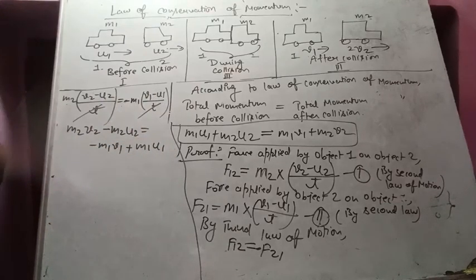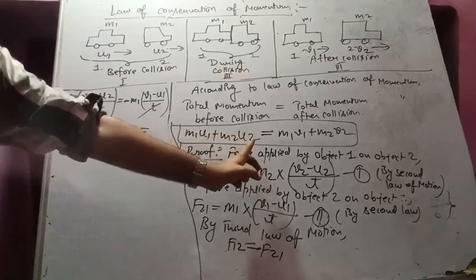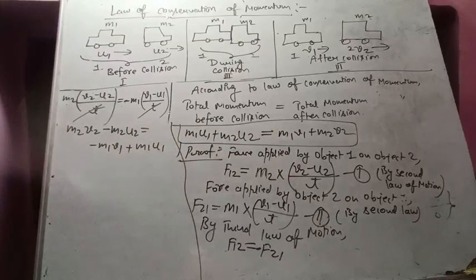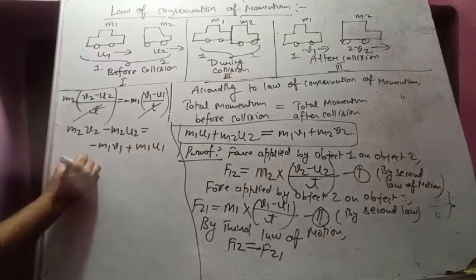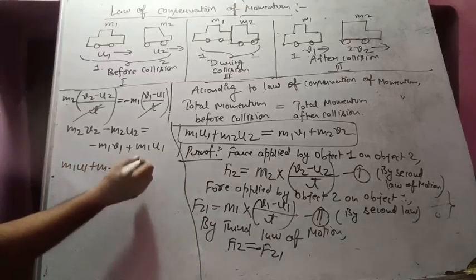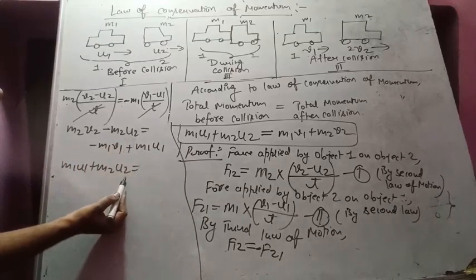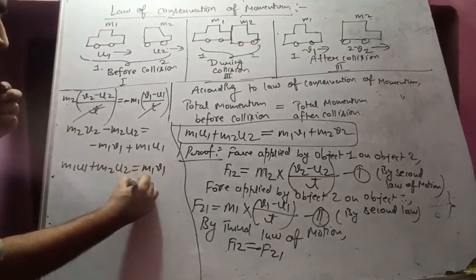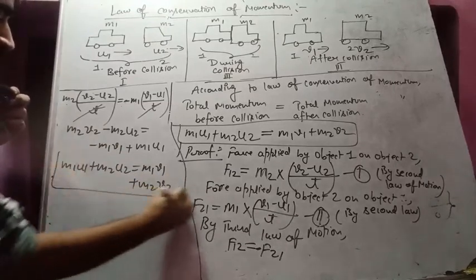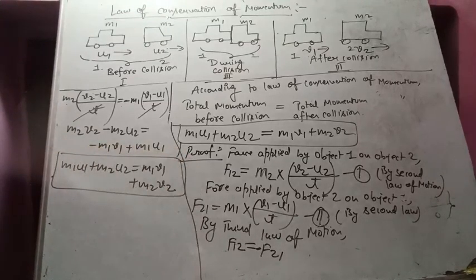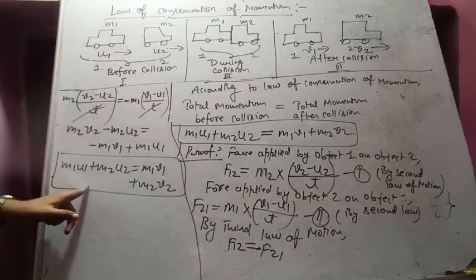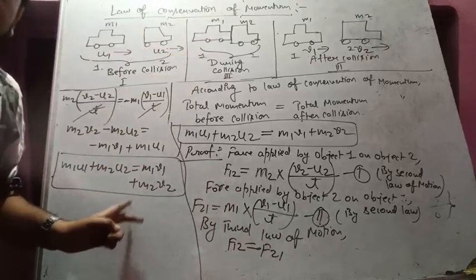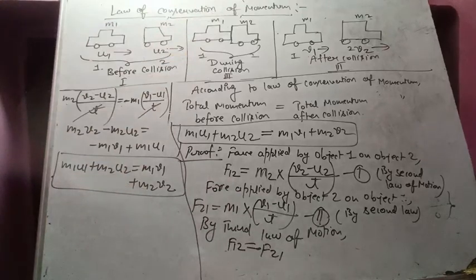Now do one thing smartly, as we need u1 u2 should be assembled one place and v1 v2 should be assembled second place. So what will be the case? m1 u1 plus m2 u2, minus m2 u2 will be shifted here, will become plus m2 u2, is equal to minus m1 v1 will be shifted there, will become plus m1 v1 plus m2 v2. So this is what we needed to prove, that total momentum before collision we have calculated, m1 u1 plus m2 u2, and that is equal to total momentum after collision. So this is known as law of conservation of momentum.